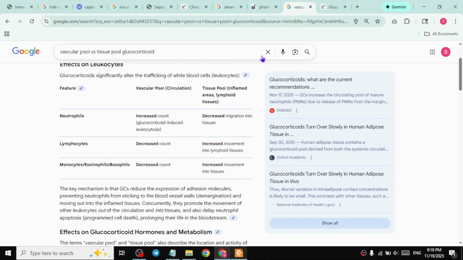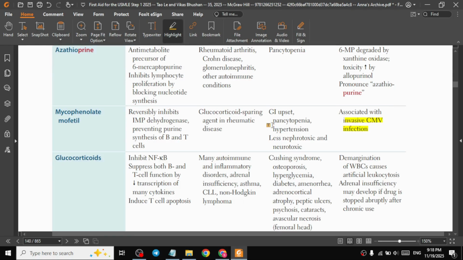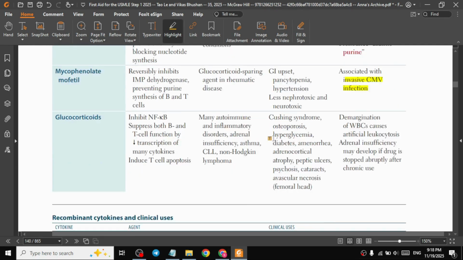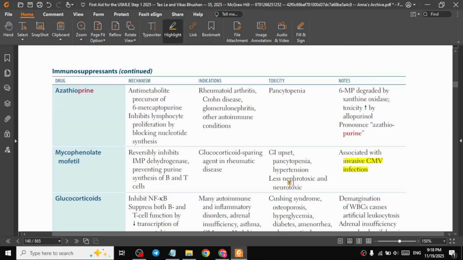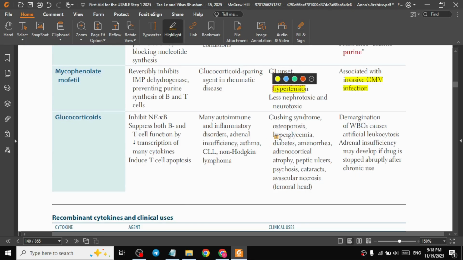They will definitely bring this out from you. And for all the other ones, for example, compare these drugs, right? How are they seen? Where are they seen? All of them can lead to pancytopenia because they're bone marrow toxic, right? We see this one can lead to hypertension, although this is less nephrotoxic and neurotoxic, right? But that's how they go about it.